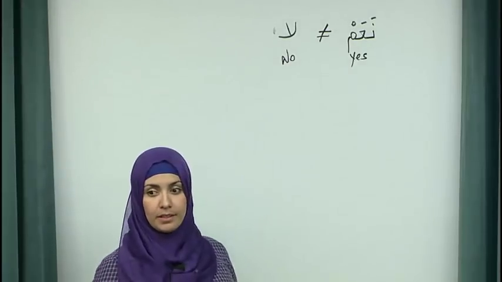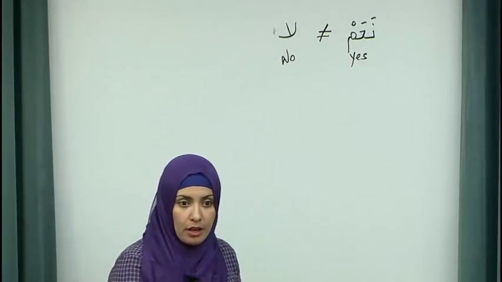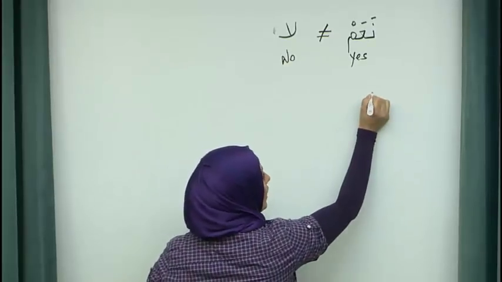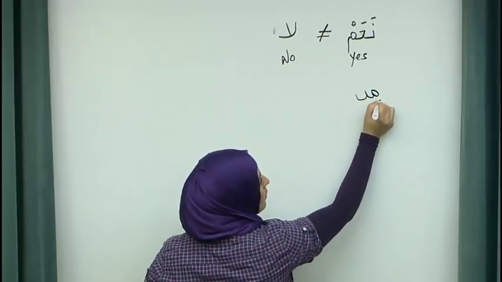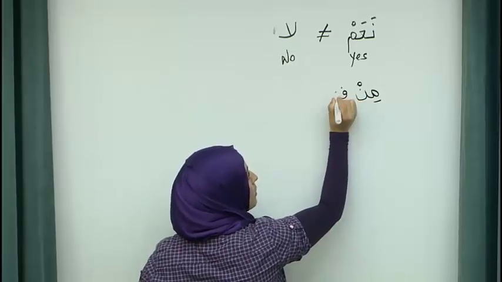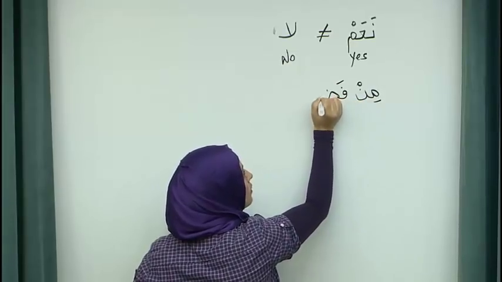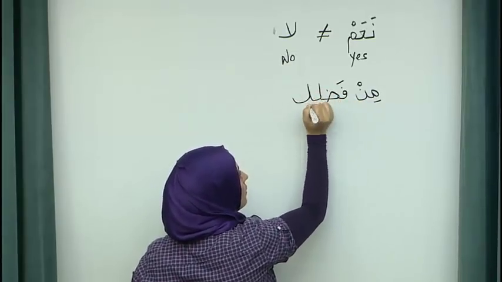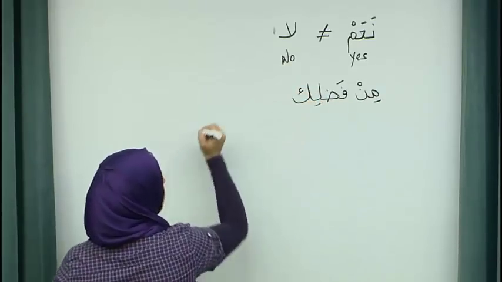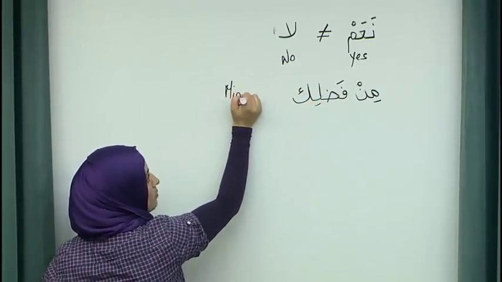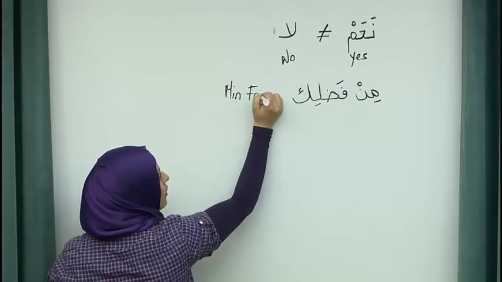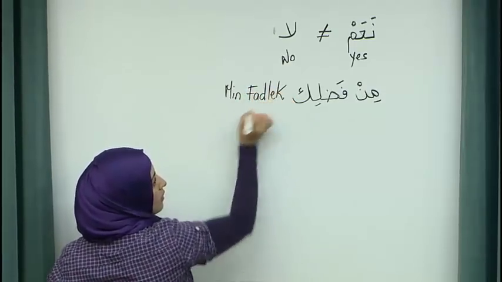You're asking somebody something or you're just excusing yourself. You say, من فضلك. Excuse me. You can say, please, من فضلك.